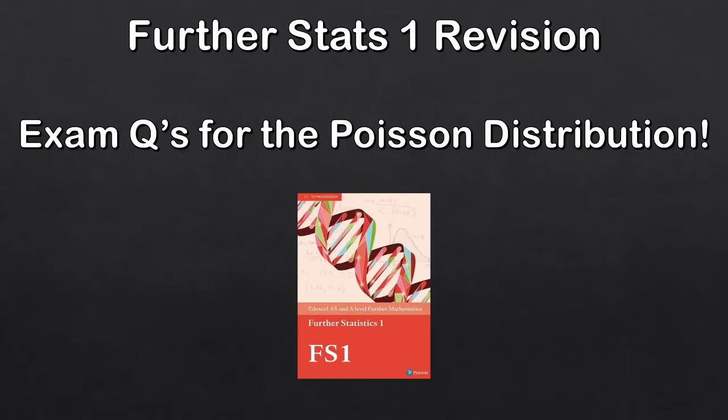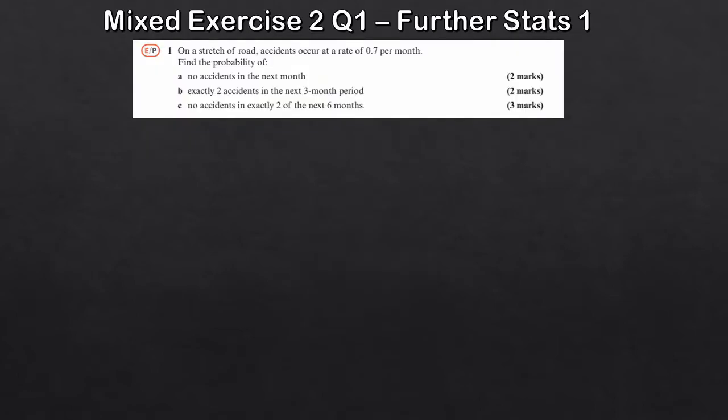Working through some more further stats 1 revision now, we're going to take a look at the Poisson distribution. So we're going to look at some of the exam questions from the further stats 1 textbook, and we've even included an old question off the Edexcel, the original spec for further maths. Okay, so let's have a look at these questions. We've got a mix of things. I've started off quite nice, just looking at basic probability solving questions.